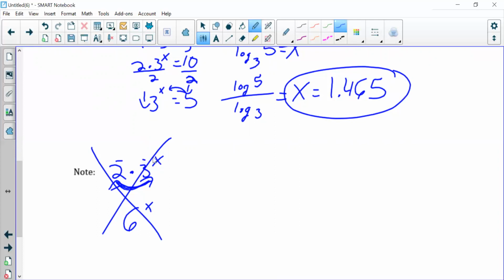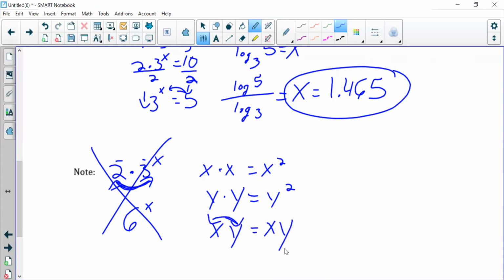Just like we would say x times x, and we can do that. And we can say y times y, and we can do that. So this is x squared, this is y squared. But what if I say x times y? These two don't multiply together. They just sit there next to each other. Same way with this. I've got 2, I've got a 3. They are not the same base. You cannot multiply them together. So just leave them alone. In this case, we're going to divide out that 2. That way we have our exponential piece by itself.